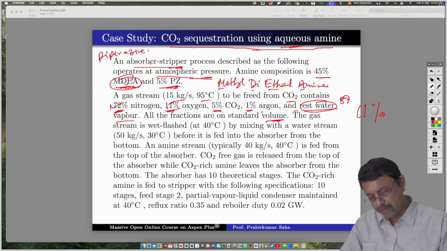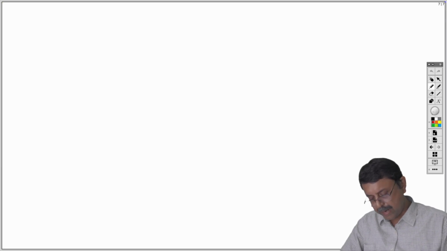Okay. So the gas stream is wet flashed at 40 degrees centigrade. So we will use a flash by mixing with a water stream of 50 kg per second and 30 degrees centigrade before it is fed into the absorber from the bottom. So we will have a flash tank like this.